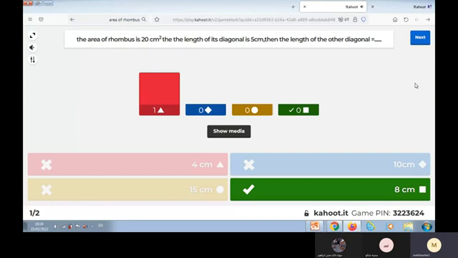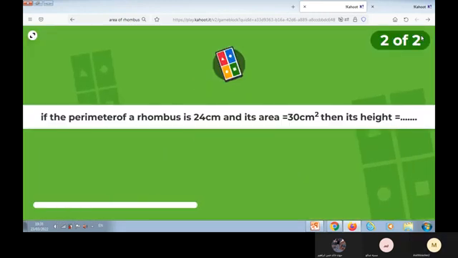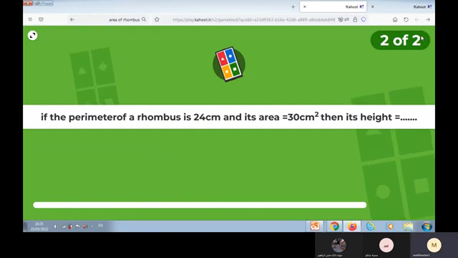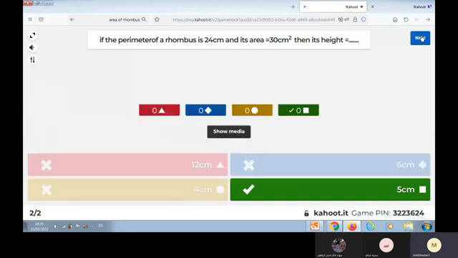Okay, excellent, Sumay. If the perimeter of a rhombus is 24 centimeters and the area is 30 square centimeters, then its height equals. Excellent, Sumay.